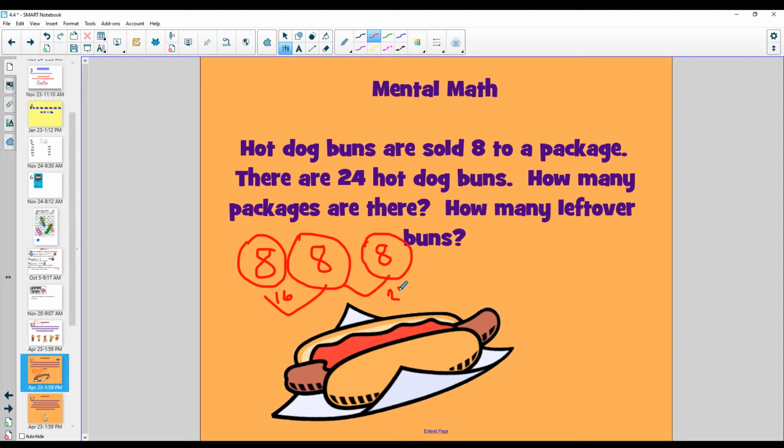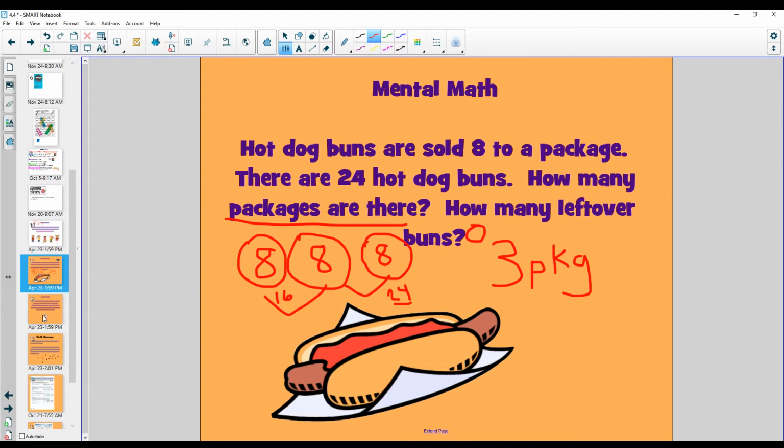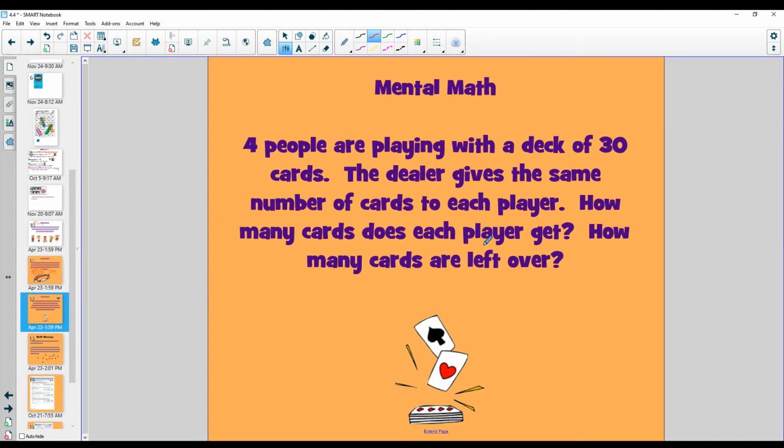All right, so we have 3, not hot dog buns, but 3 packages. Okay, 3 packages. We got to 24 and there were no buns left over, so 0 buns are left over. Let's keep going here. 4 people are playing with a deck of 30 cards. The dealer gives the same number of cards to each player. How many cards does each player get? How many cards are left over?